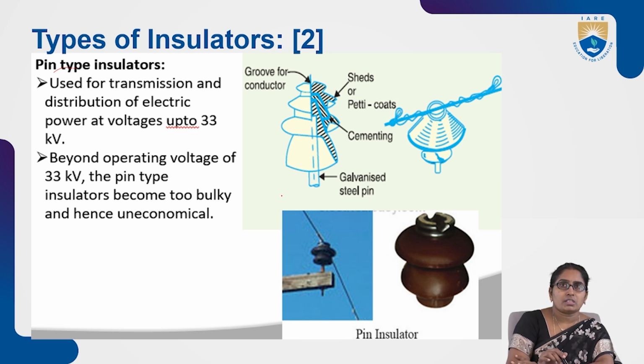Next, what it consists of. You can see on the right side how a pin type insulator is, and below you can see its physical appearance. On top of it is the conductor. The transmission line is passing on top, insulated by this pin type insulator, which is placed on the cross arm. So this is a cross arm. Now you can see clearly how exactly it looks.